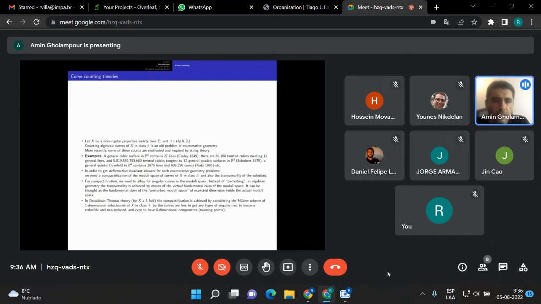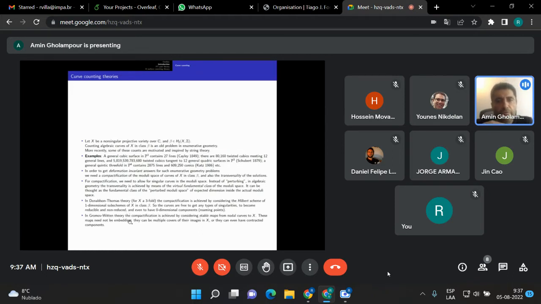One of the curve theories I want to talk about is Donaldson-Thomas theory. Here we assume that X is a threefold. In Donaldson-Thomas theory, compactification is achieved by considering the Hilbert scheme: the moduli space is the Hilbert scheme of one-dimensional subschemes of X in class beta. In the Hilbert scheme, all sorts of singularities are allowed. The curves can even become reducible, non-reduced, and have embedded and zero-dimensional components.